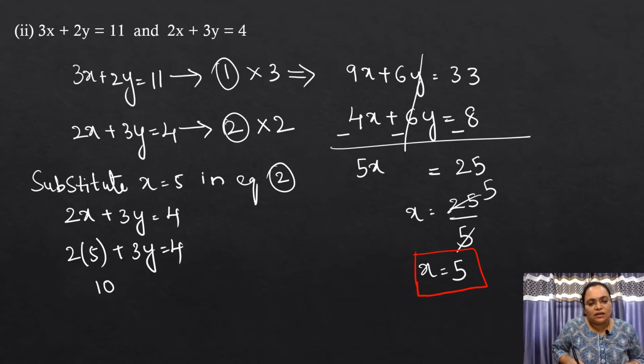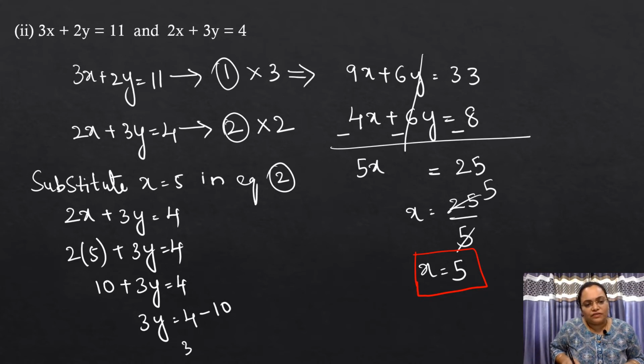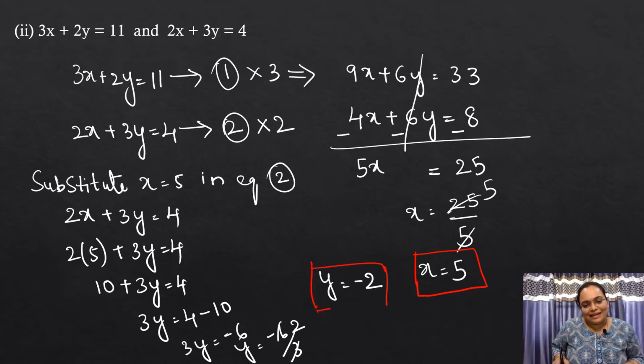This is 10 plus 3y equals 4. 3y equals 4 minus 10. 3y equals minus 6. y equals minus 6 by 3, which is minus 2. So what is the y value? y equals minus 2. So we got the y value and the x value. So these both are the solution for the given pair of linear equations.